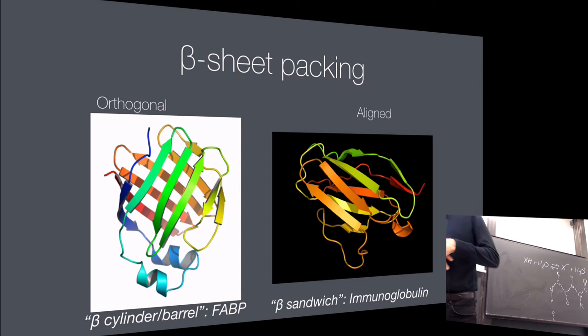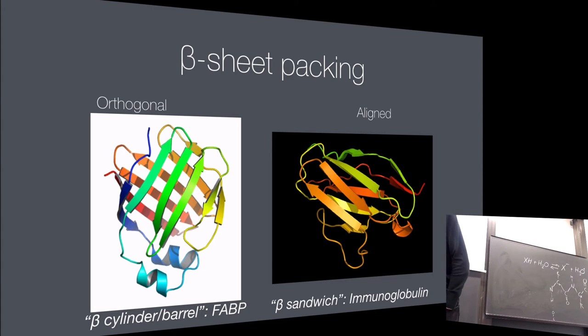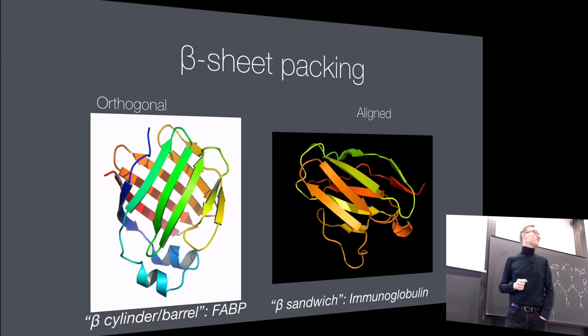And again, if you do something very simple with two sheets, I already mentioned the fatty acid binding protein. The other way could be to put the sheets, rather than having a crisscross orthogonal pattern, aligned. Immunoglobulins are very common, super important molecules in your immune system. There is another one, I'm not sure whether I have that protein, called gamma crystallin, which is a crystallin in the lens of your eye. It's also a beta sheet.